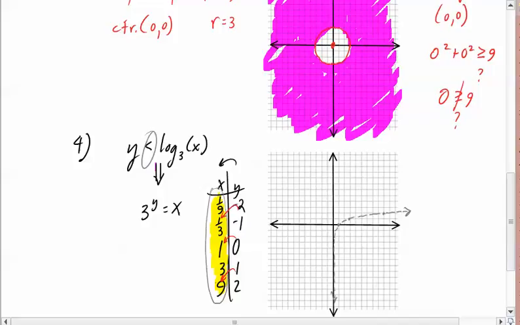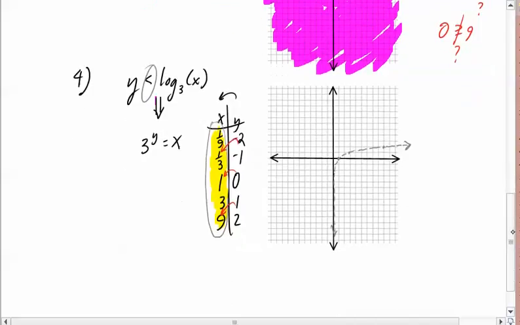Now, which side of that thing should we shade? Well, let's take a test point. I'm still going to take a test point, even on the logarithm kind. I'm going to pick the point 3, 1. Pardon me, silly me. I can't use 3, 1 because it's actually on the boundary itself, right? So I'm going to go with 3, 2.